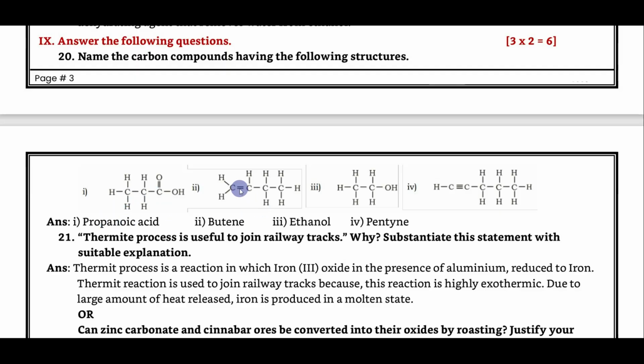Here we have a double bond and the number of carbon atoms is 4. It is butene. We have the functional group OH, then it is ethanol. Here, how many carbon atoms? 1, 2, 3, 4, 5. 5 means pent. We have a triple bond, it is the alkyne group. Therefore, it is pentyne.